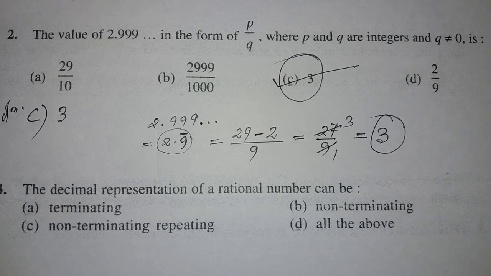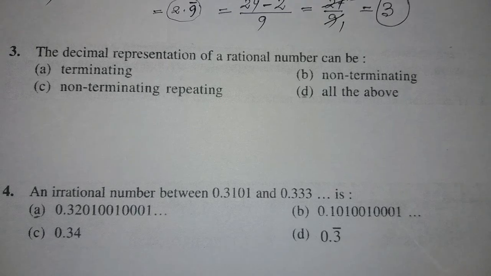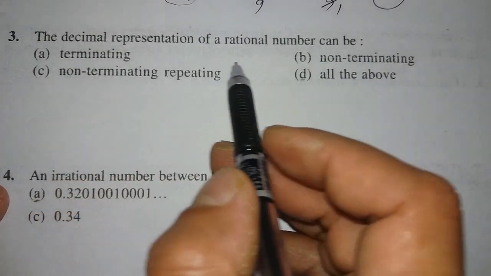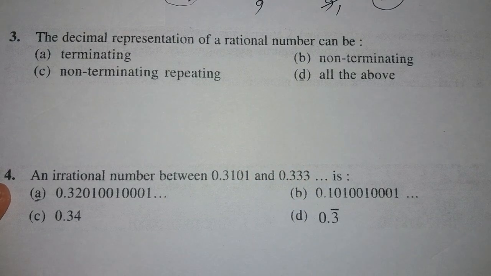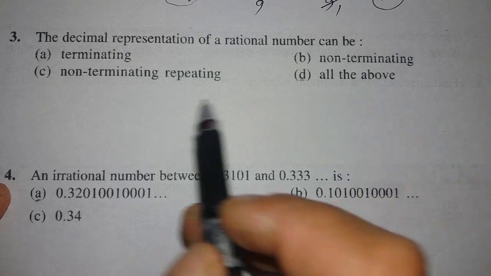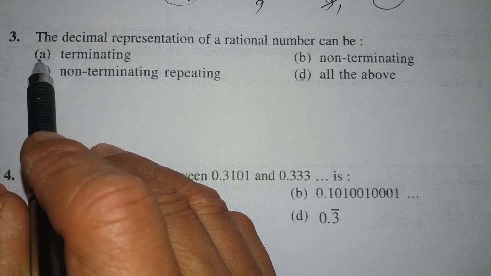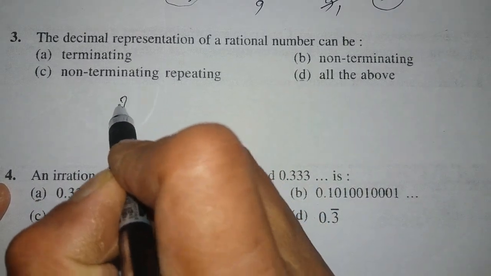Now question number 4. Question number 3. The decimal representation of a rational number can be terminating, non-terminating, repeating, all the above. Okay, terminating. This is okay because a rational number should be terminating.